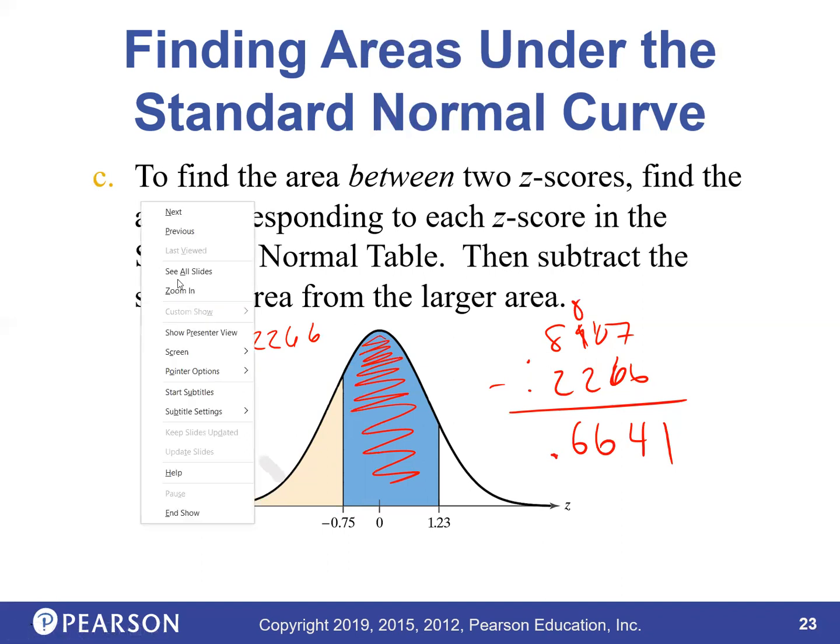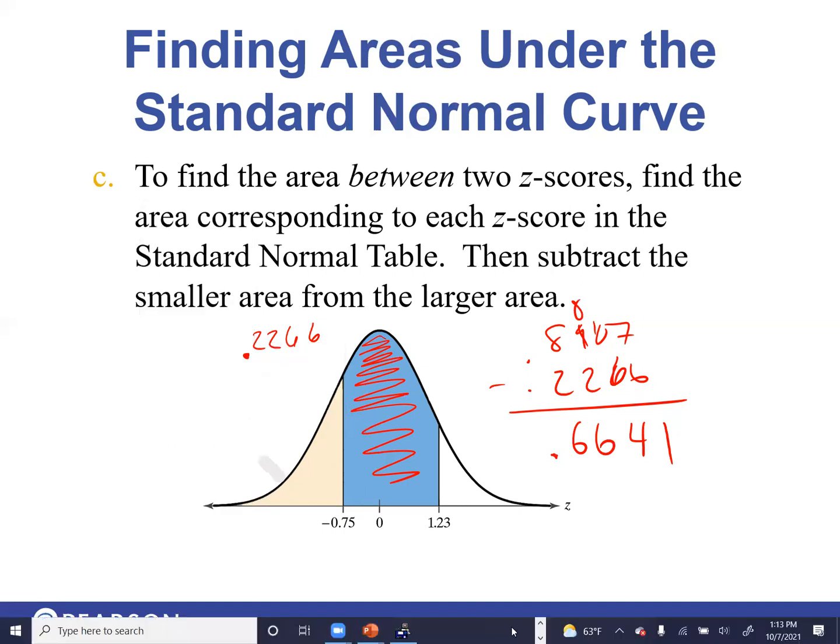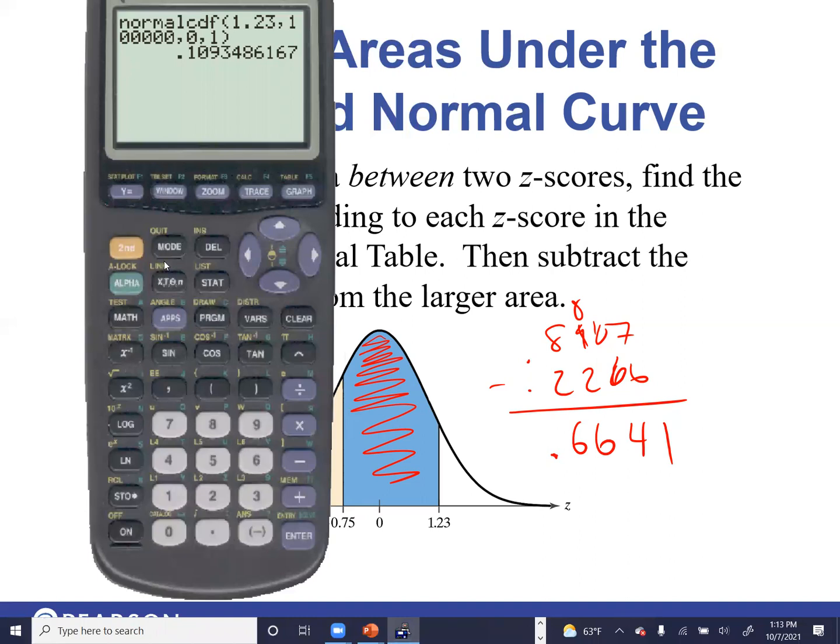Calculator's way easier. So by calculator, we're going to click on this. You guys don't even need to calculate stuff like I used to do. So the lower bound is going to be negative 0.75. The upper bound is going to be 1.23. My mu is 0. My standard deviation is 1, and click enter, and let's see what we get.